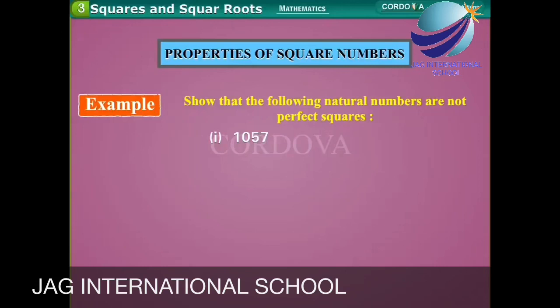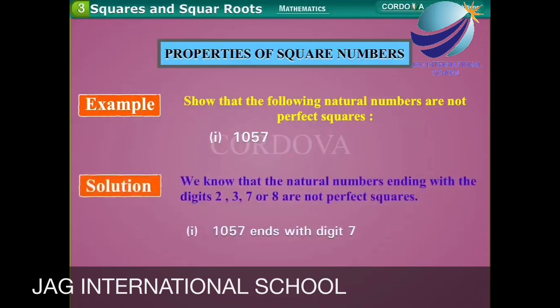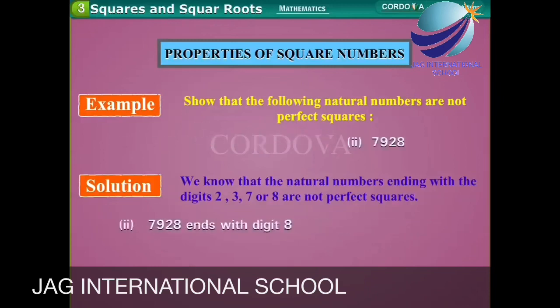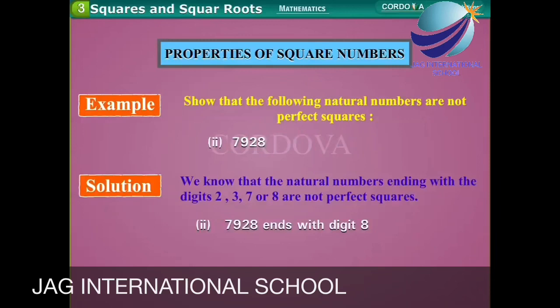1057. Solution: we know that the natural numbers ending with the digits 2, 3, 7 or 8 are not perfect squares. 1057 ends with digit 7. 7928 ends with digit 8. Therefore, all these numbers are not perfect squares.